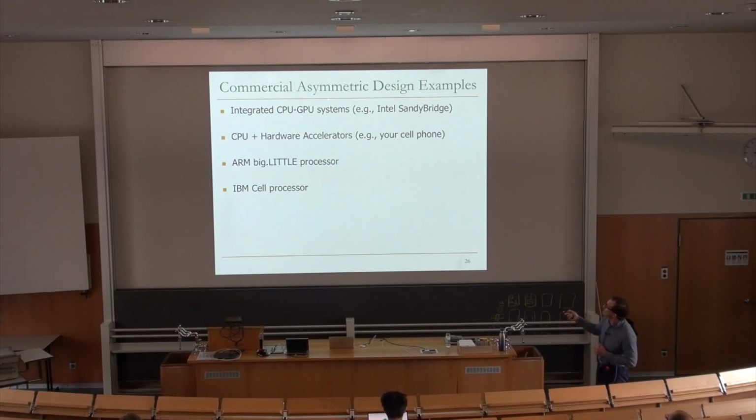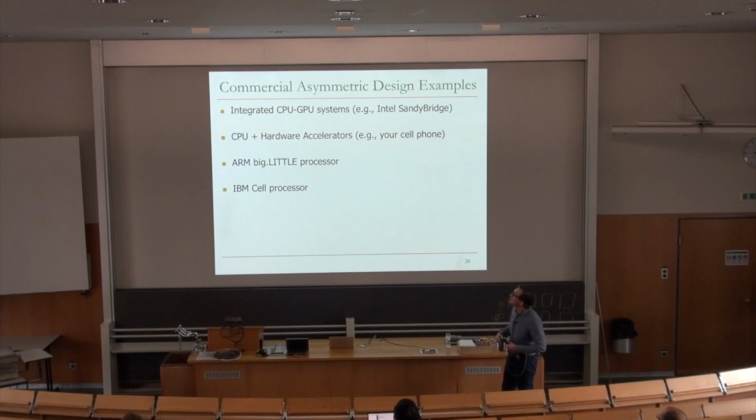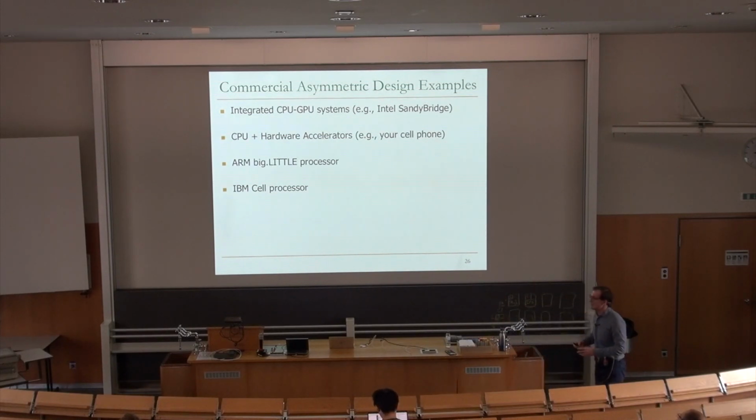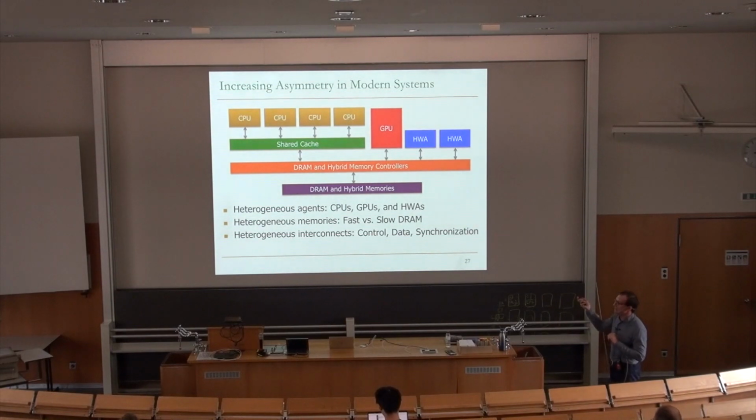But these are some other examples of commercial asymmetric design examples. These already exist: CPUs, GPUs, CPUs plus hardware accelerator. Your cell phone is a great example of asymmetry. Even in the processors, ARM's big.LITTLE processor and IBM Cell processor was one of the earliest examples, as we've discussed. It's basically a heterogeneous multi-core engine where you have one control core and a bunch of other cores, but there's no cache coherence in it. We've discussed that, and it was a nightmare to program. And if you look at this picture over here, there's increasing asymmetry in all of the components over here, as you see.